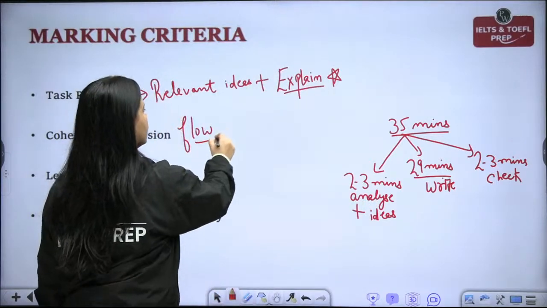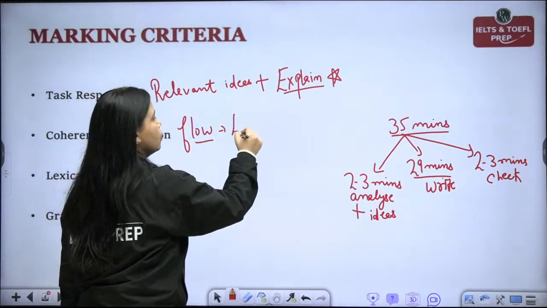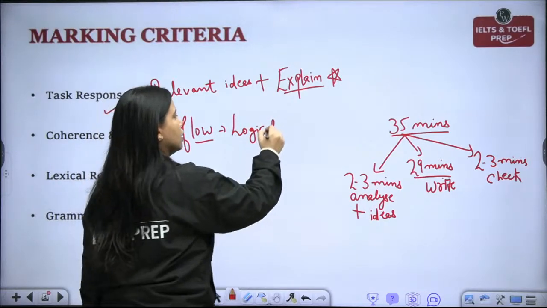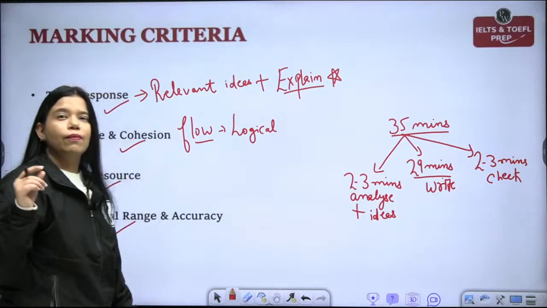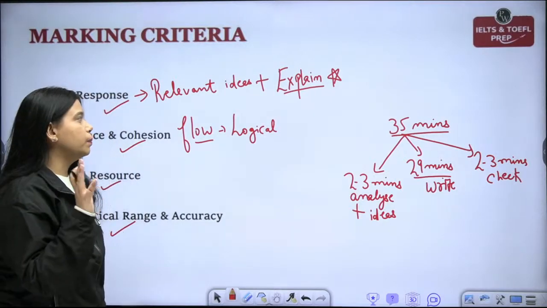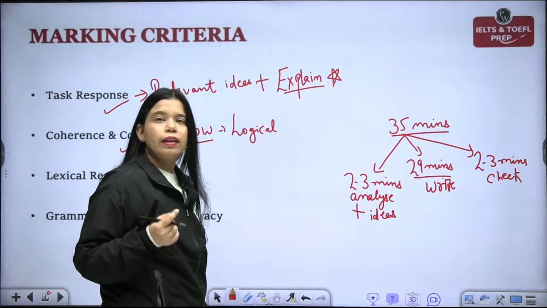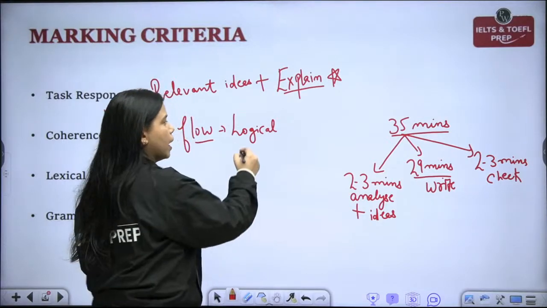Flow के लिए क्या करना है? Step number 1, you need to have logical paragraphing. For that, follow the structure, and we'll understand the structure also in great detail in the coming classes. But for today, how will you ensure there is good flow in your writing? You need to ensure logical paragraphing.